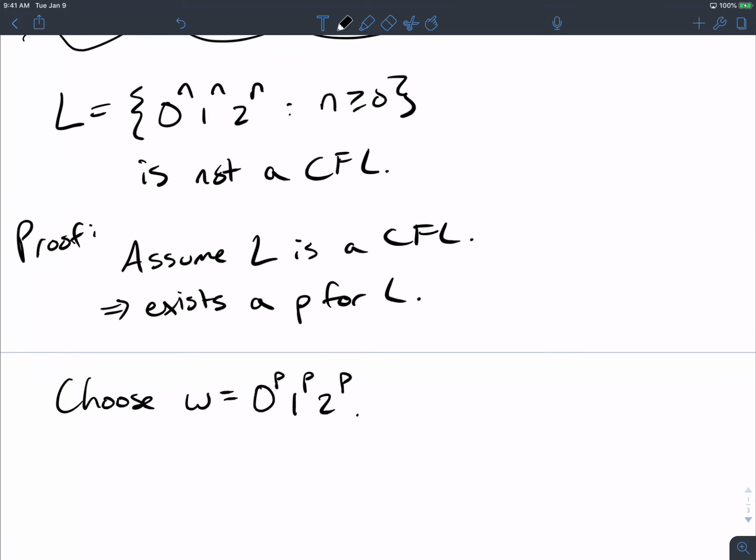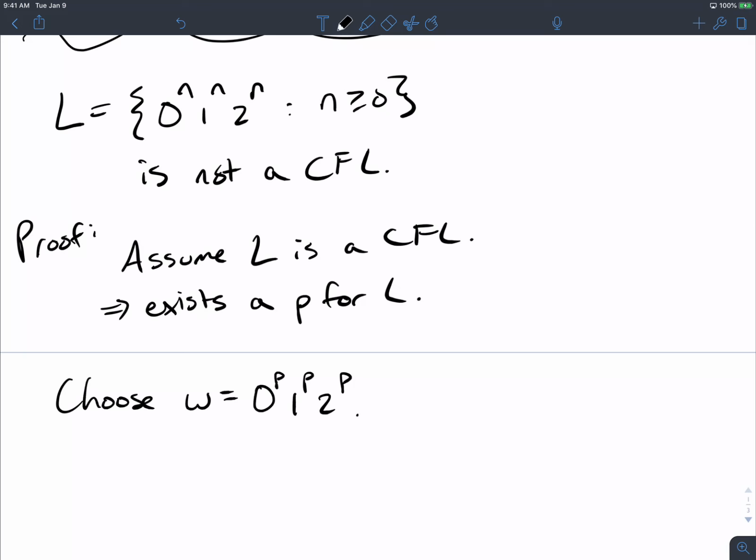Oh, by the way, is this language regular? No, in fact, for the same reason. If we pump in the zeros, put more zeros in, for example, then it will have a different number of zeros than ones and twos. Ignore that proof for now. What if I just prove this directly and ignore the regular result? If we prove that it's not a CFL, what does that prove about whether it's regular or not? Yeah, it can't be regular.